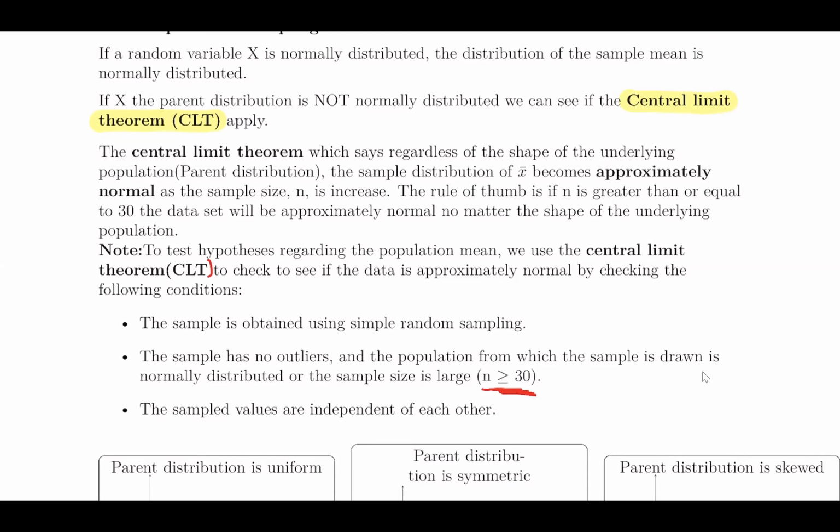If n is actually smaller than 30 and the parent distribution is not normal, then you say the distribution is not normal. So, and I have some drawing in a little bit that hopefully should help you out with that. Right. Any questions so far in regard to the central limit theorem? All right.